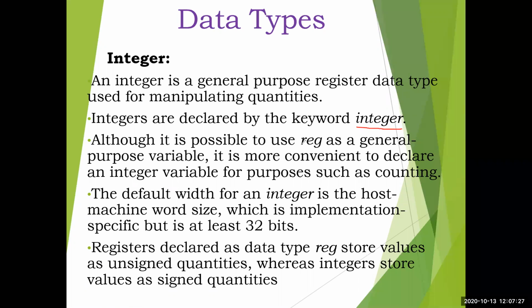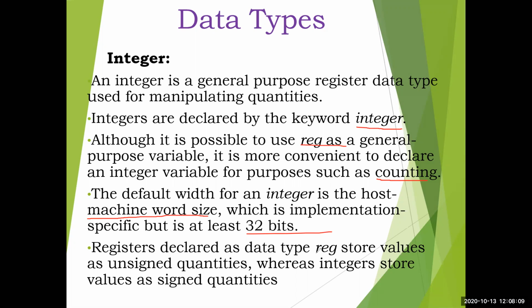Although it is possible to use register as a general purpose variable, it is more convenient to declare an integer variable for purposes such as counting. So wherever you have counting, in a for loop and so on, it is better to declare it as integer. The default width for an integer is the host machine word size. Previously I mentioned machine specific, right? In C programs also you have used integer, where you have seen 2 to the power 32, 2 to the power 31 minus, like that. Same way, it is implementation specific or at least 32 bits wide. That is the minimum requirement for the integer data type.